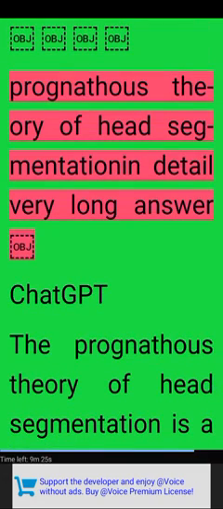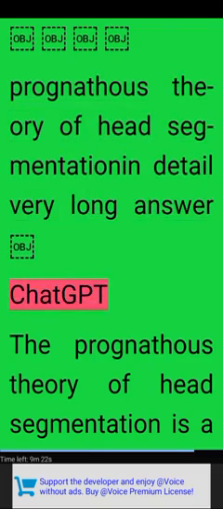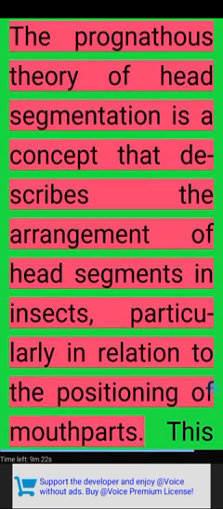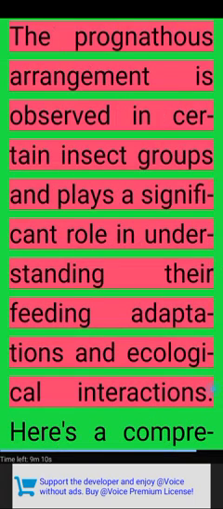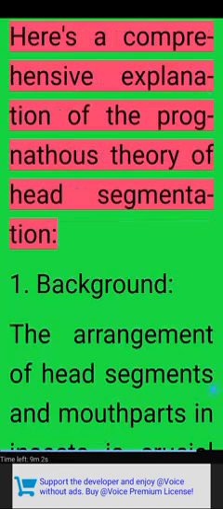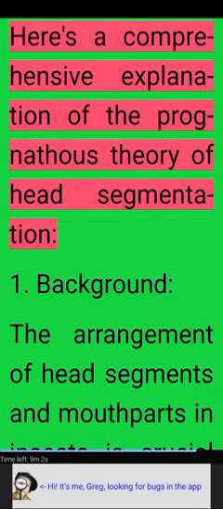Prognathous theory of head segmentation in detail. Very long answer. ChatGPT. The prognathous theory of head segmentation is a concept that describes the arrangement of head segments in insects, particularly in relation to the positioning of mouthparts. This theory stands in contrast to the hypognathous and opistognathous arrangements. The prognathous arrangement is observed in certain insect groups and plays a significant role in understanding their feeding adaptations and ecological interactions. Here's a comprehensive explanation of the prognathous theory of head segmentation.